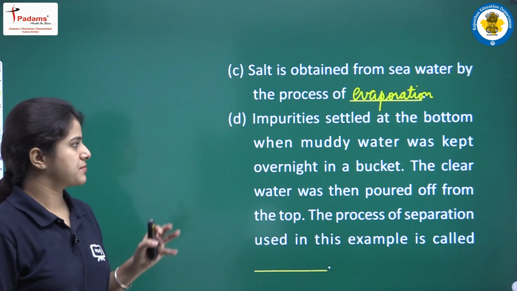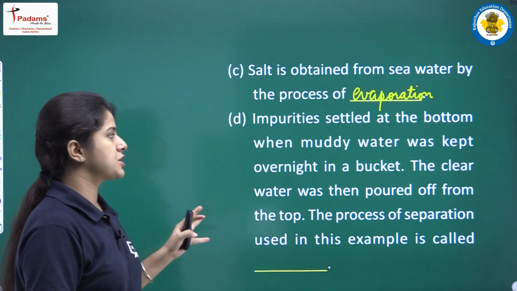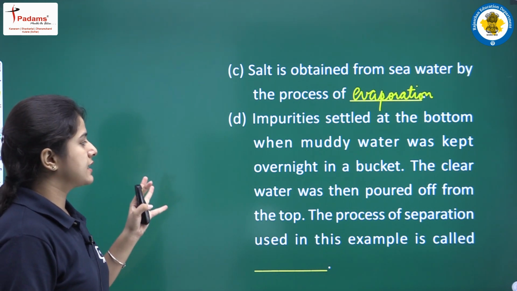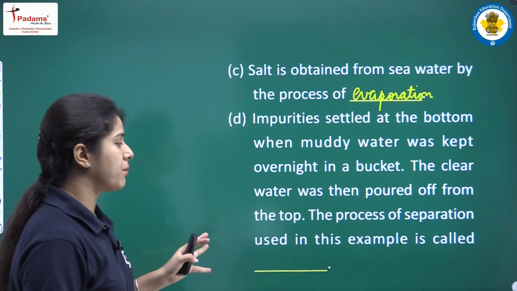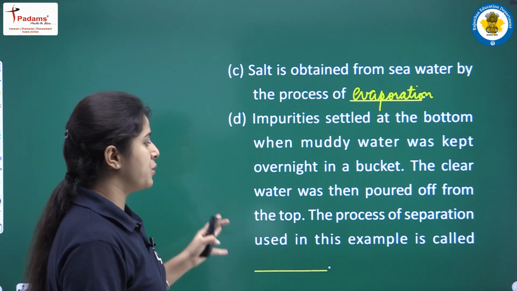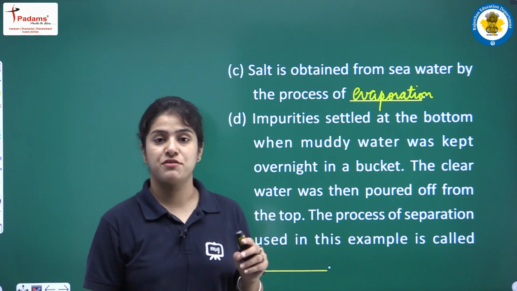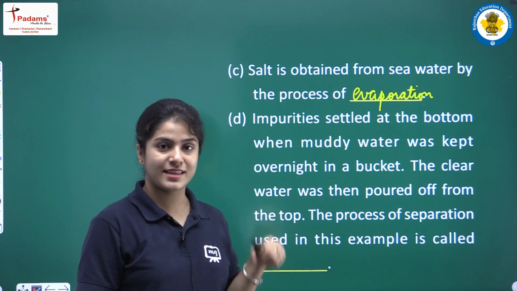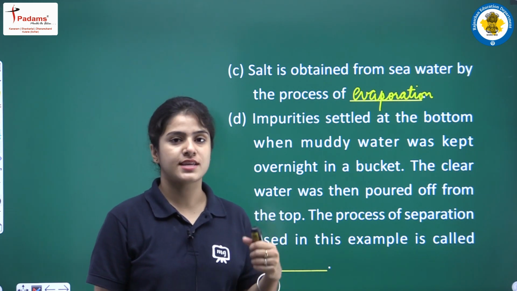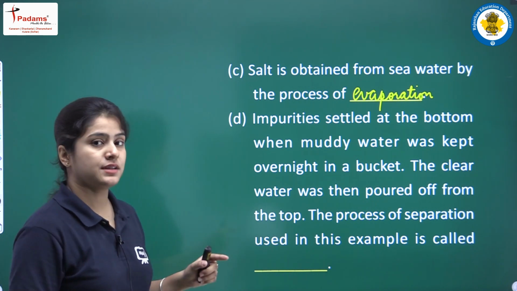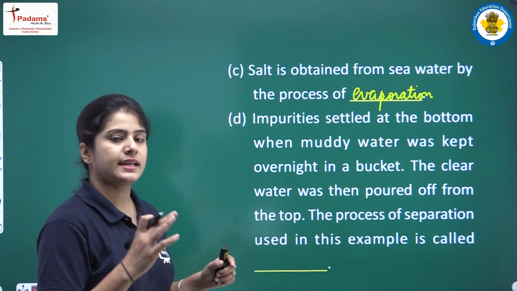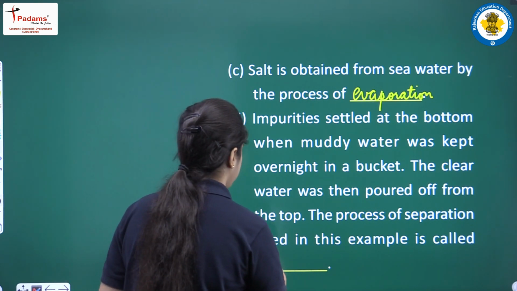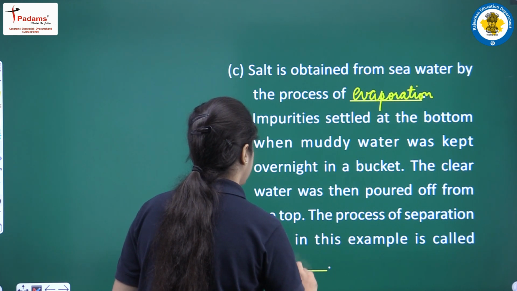Next part. Impurities settled at the bottom when muddy water was kept overnight in the bucket. The clear water was then poured off from the top. The process of separation used in this example, we have done already in the last class. This process in which muddy water is kept overnight, the impurities settle down, and the water is poured off, what is it? Decantation. So it is an example of decantation.